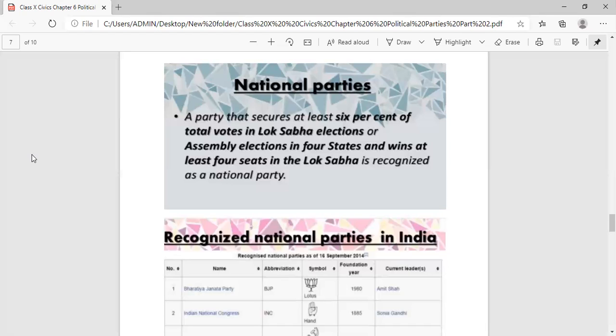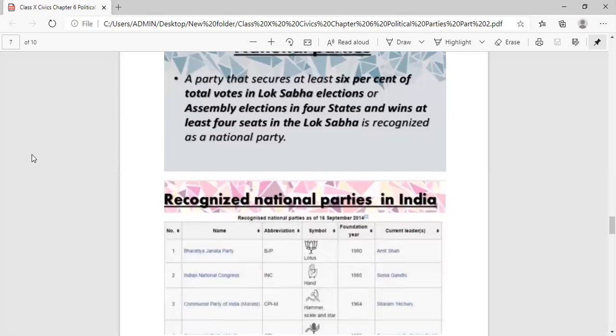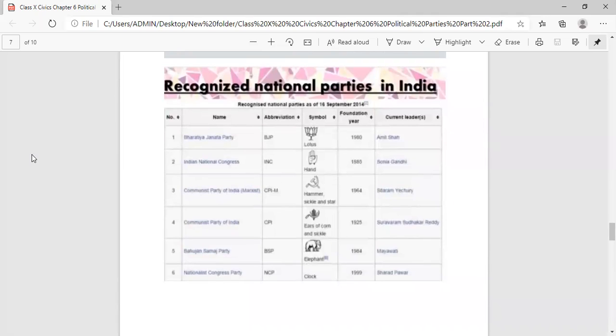They have a national level organization and contest elections both at the state level as well as at the national level. According to the Election Commission in 2018, there are 7 national parties. Initially we had only 6 national parties. You need to remember the name as well as the symbol of all the national parties.